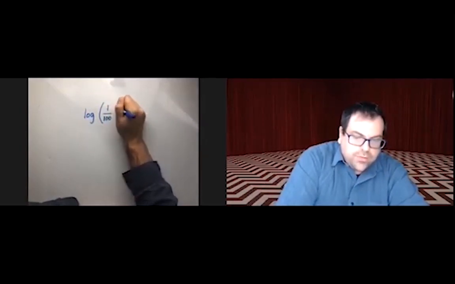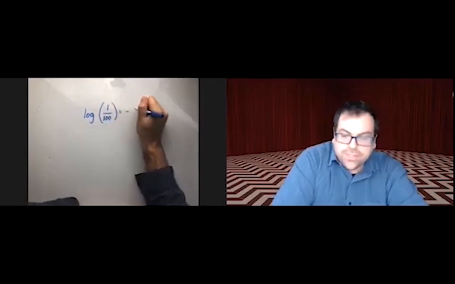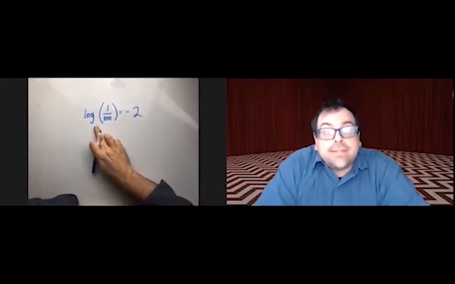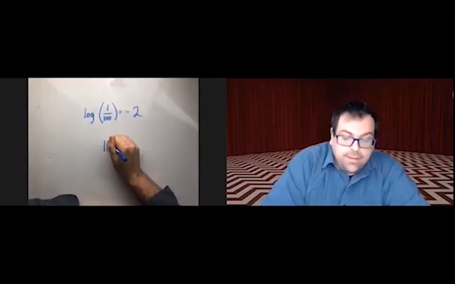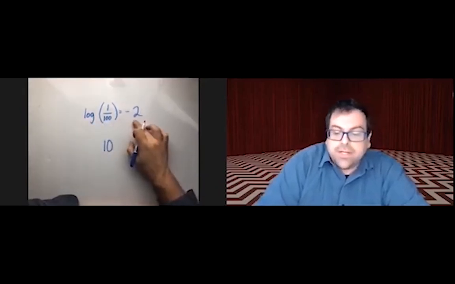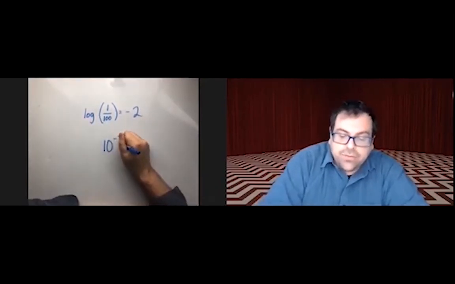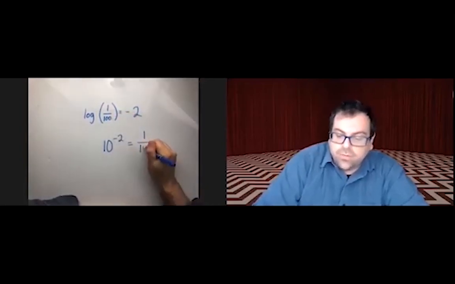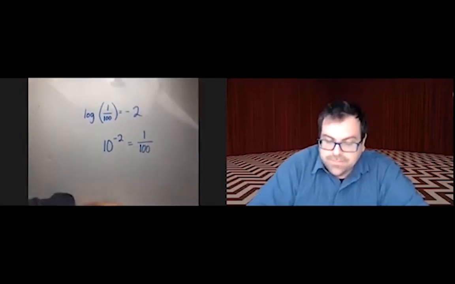Log of 1 over 100 equals -2. We don't see a base. So what base is that? Base 10. The logarithm is an exponent. So the exponent is -2. 10 to the -2. The argument 1 over 100.